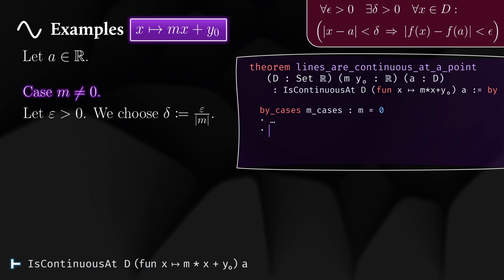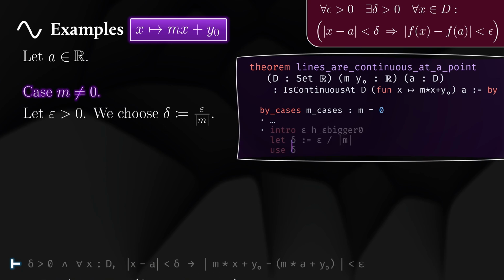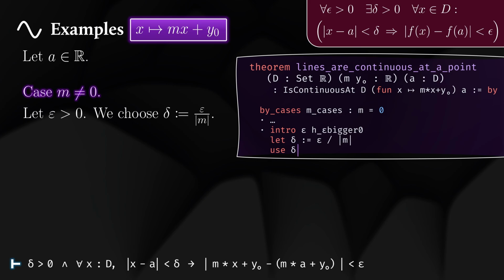Again, let epsilon be bigger than 0, and now we choose this delta to be epsilon divided by the magnitude of m. I mean, you can choose any definition for delta, you just have to make sure that the proof works in the end, and you will see with this definition it works. Let epsilon and all the stuff, you've already seen that, we introduce that, and then we define delta to be epsilon divided by the magnitude of m, and we use that delta now.